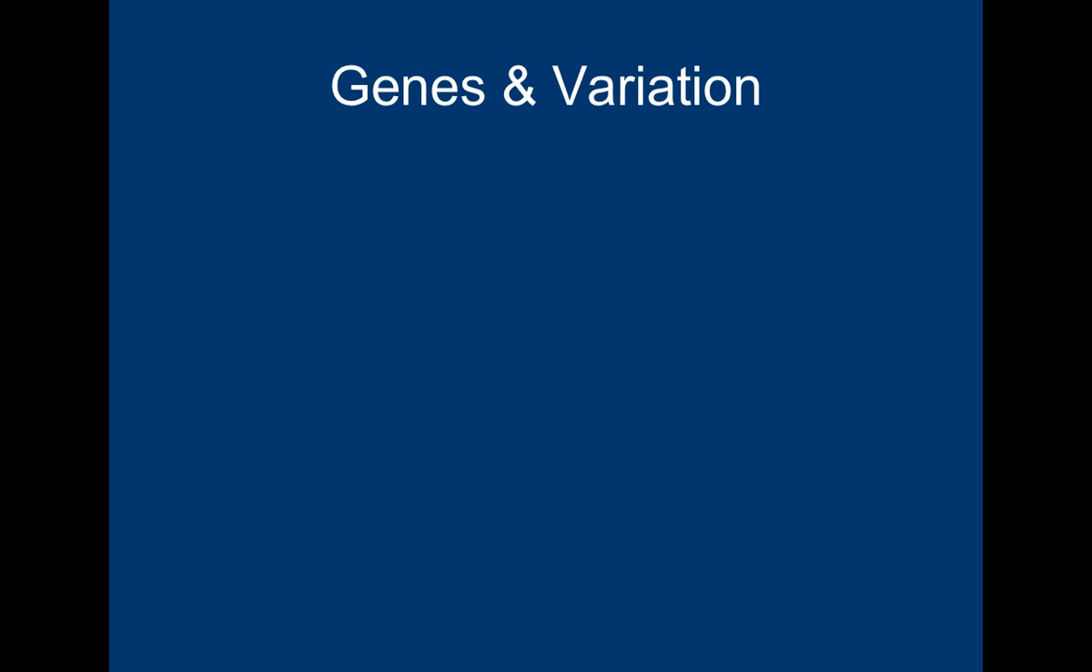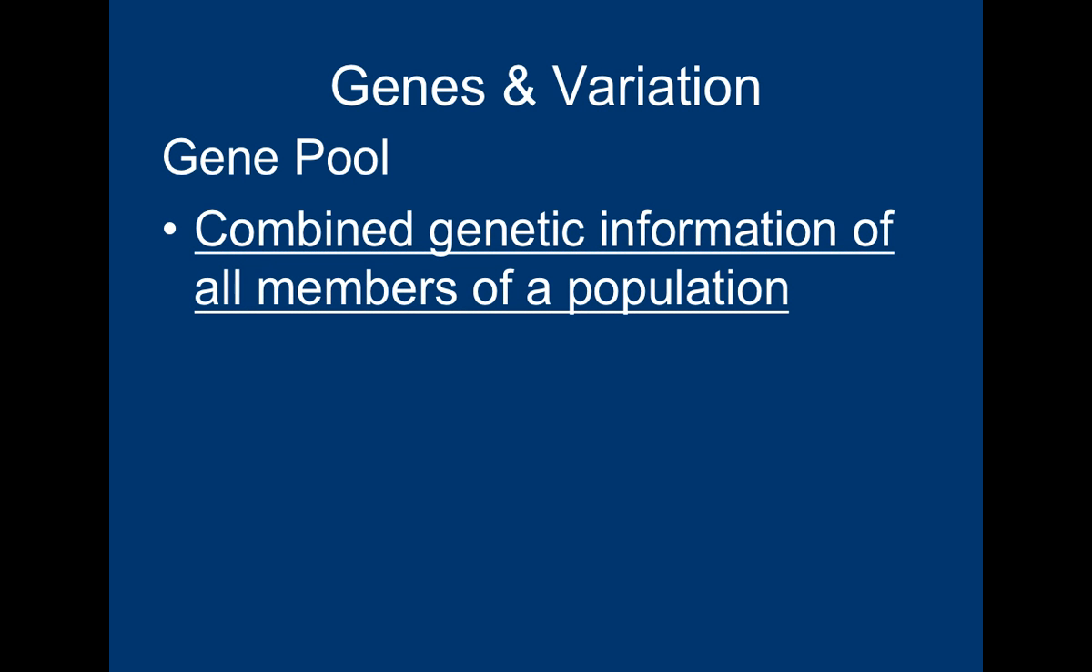this process. So, if we look at all of the genes that are present, we can talk about something called the gene pool, and that is the combined genetic information of all members of a population. And obviously, depending on the individuals that are present, that can change. And with those changes, and even with things like mutations occurring, we can actually change the gene pool.